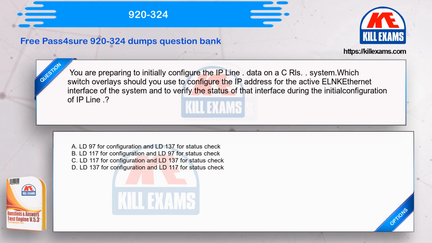Option A. LD97 for configuration and LD137 for status check. Option B. LD117 for configuration and LD97 for status check. Option C. LD117 for configuration and LD137 for status check. Option D. LD137 for configuration and LD117 for status check.